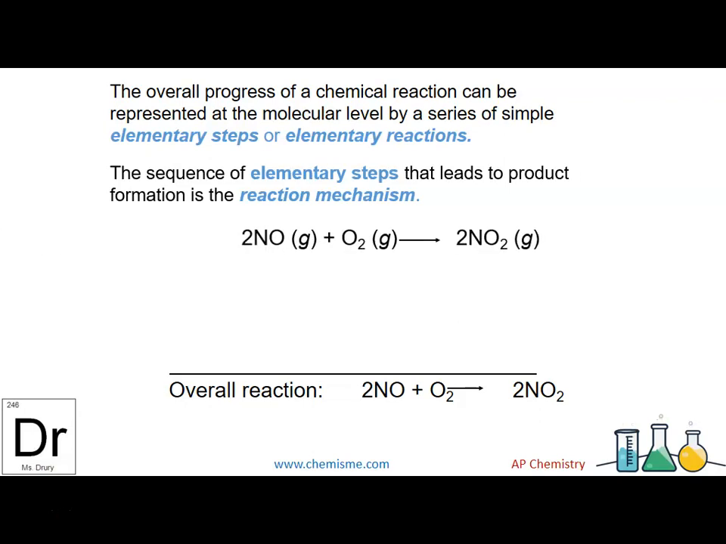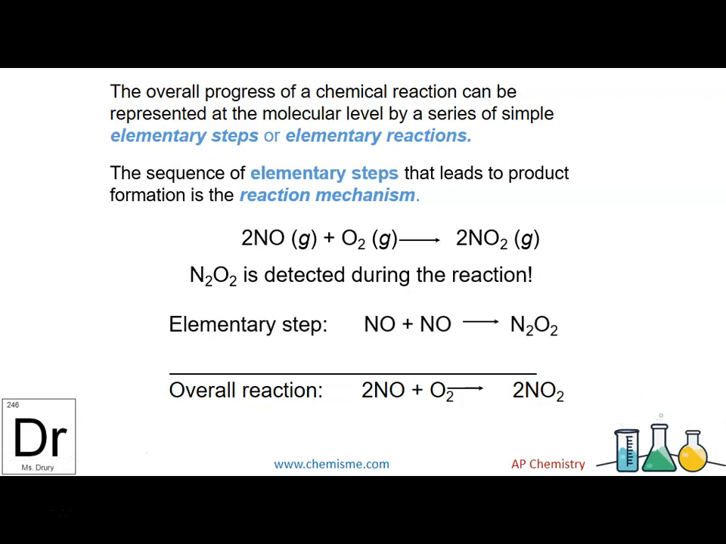What really happens is that this can happen in multiple steps, right? N2O2 is actually detected during this reaction, even though it's not in the overall reaction. So there has to be an N2O2 being formed in some process. If you look into more detail, you'll find that NO and NO first react to form N2O2, the thing that we can detect without actually seeing it in the overall reaction. The N2O2 then reacts with the oxygen that we set as a reactant, and that forms the NO2.